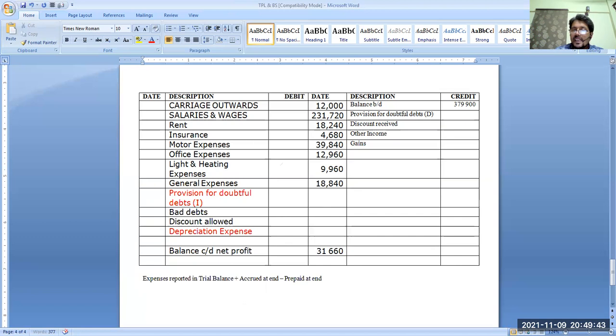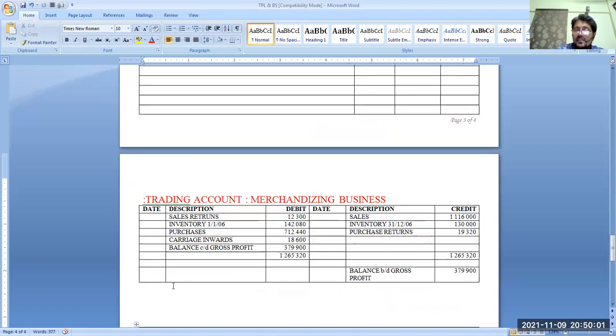Any expense which is reported in the trial balance might have an adjustment of accrued at end or prepaid at end. If it is accrued at end, it is going to be added to the expense. If it is prepaid, it is going to be subtracted from the expense reported in the trial balance. You have to be very careful about these things while reporting the profit and loss account. Are you getting my point clear?